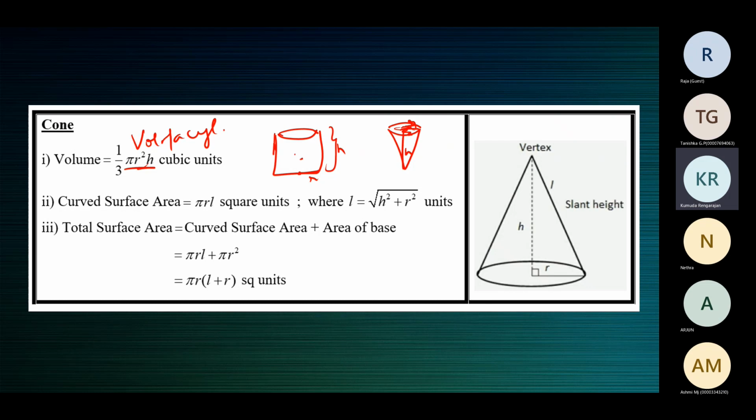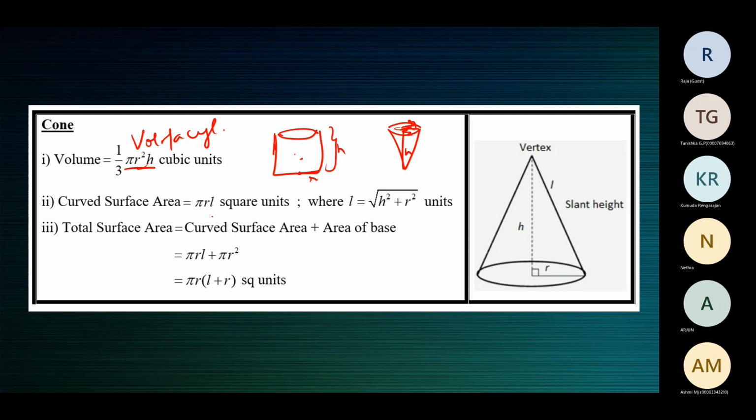And finally, the total surface area. Now the cone is made up of two surfaces. One is the curved surface area, and the other is the circle at the bottom. The cone has only two parts. One is the curved surface area, and the other is the area of the base. So the total surface area of a cone is equal to the curved surface area plus the area of the base. Curved surface area is pi r L. Area of the base is pi r squared. Take out pi r common and you get pi r into L plus r or r plus L.